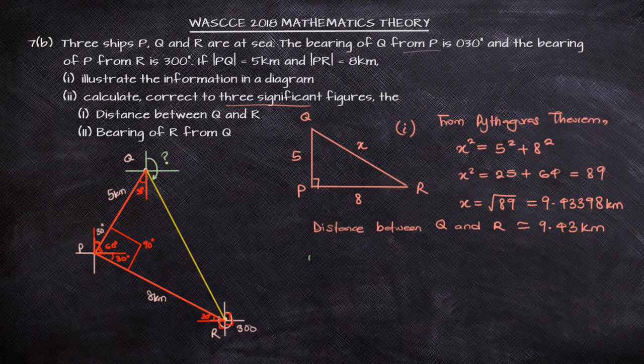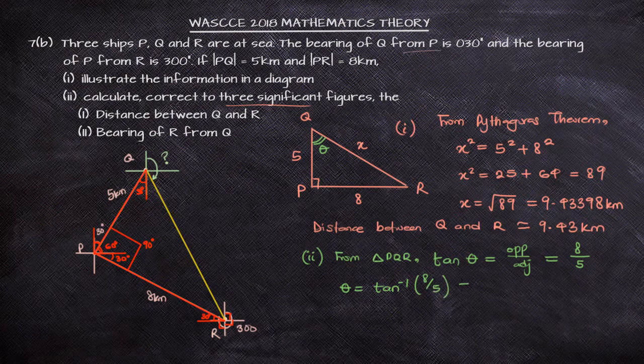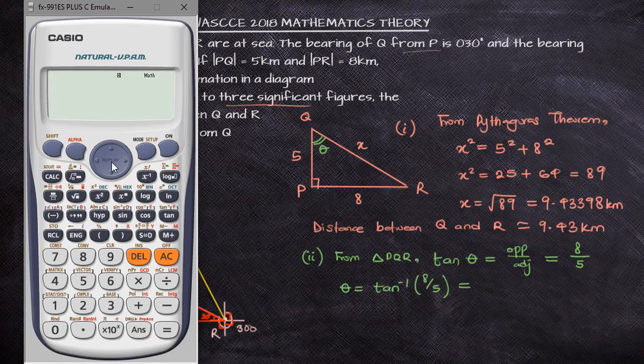So moving ahead, we want to look for the bearing of R from Q. The bearing of R from Q will take us to estimate the angle that is denoted as question mark at point Q. We will notice from our diagram, from the right angle triangle PQR, that we can use a trigonometric function. Here we notice that tan theta will be opposite over adjacent, and the opposite is 8, while the adjacent is 5. So theta will be arctan 8 over 5. Let's bring in the calculator: arctan 8 divided by 5 is equal to 57.9946 degrees.